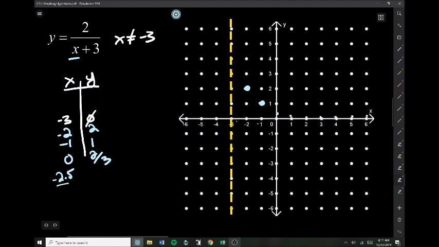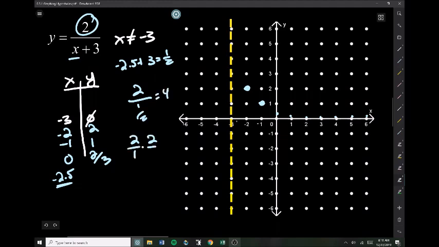If I plug in negative 2.5, well, negative 2.5 plus 3 is a half. So I'm doing 2 divided by a half, which is actually 4. Take the reciprocal, that's really 2 over 1 times 2 over 1 again. If I plug in a half, I get out 4. If I plug in a third, I'll get out 6. So, I'm sorry, I can't plug in a third. I plug in a third away from negative 3, so negative 2.6 repeating, and I'll get out 6.